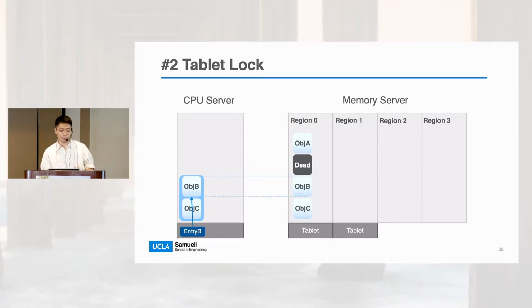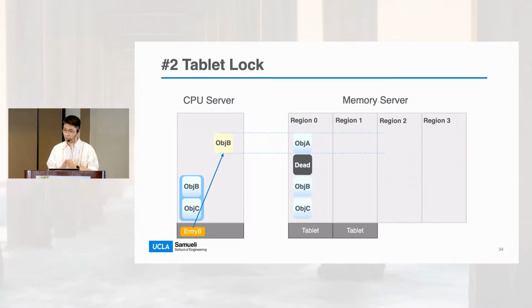And we move object B to the to-space before accessing it, then mutate it. Suppose now the GC threads on the memory server prepare to evacuate region 0. Here is a small difference. The tablet entries of region 0 need to be written back to avoid evacuating the same object twice. After writing back, here is the key operation.